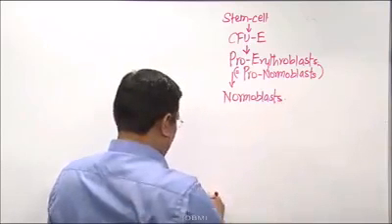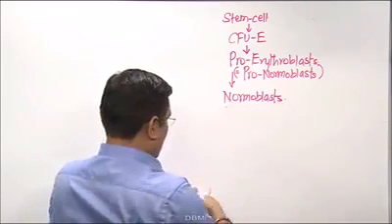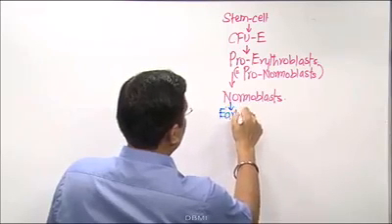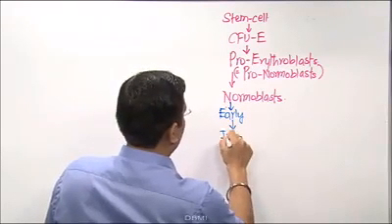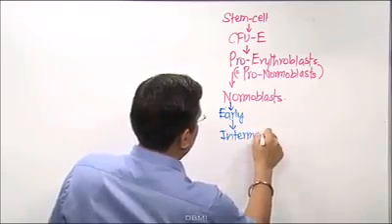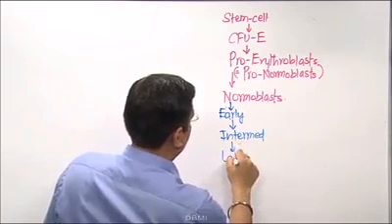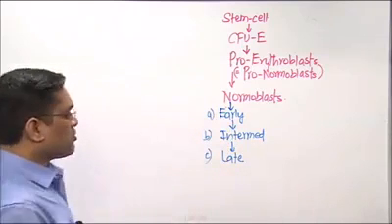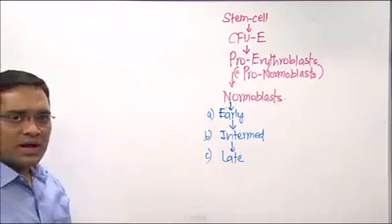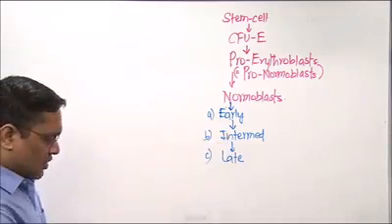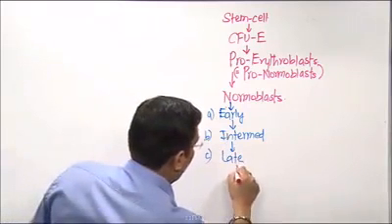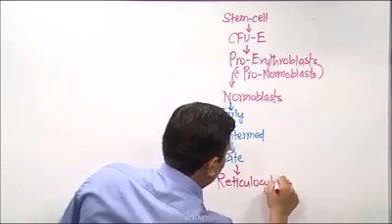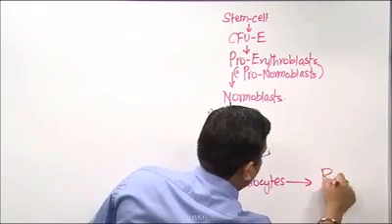Normoblasts, they are having three phases: early, intermediate, and late. So these are three phases of normoblast: early, intermediate, and late. After this late phase of normoblast, they will form reticulocytes, and these reticulocytes, they will form RBCs.